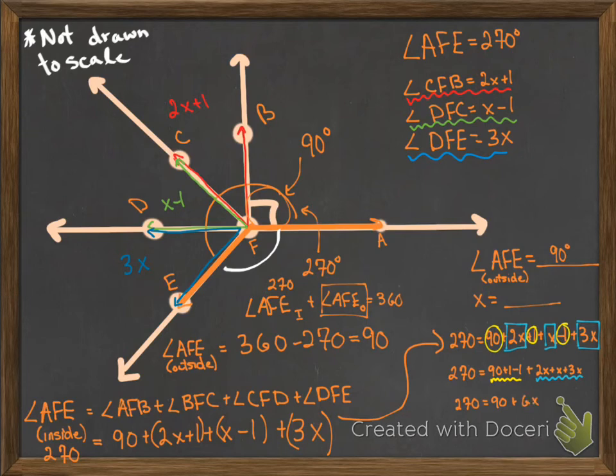And now we can get x by itself. Subtract 90 from both sides. Those cancel out. You're left with 180 equals 6x. Divide each side by 6. Those 6 cancel out, and you're left with 30 equals x, which means that x equals 30. So x is equal to 30.